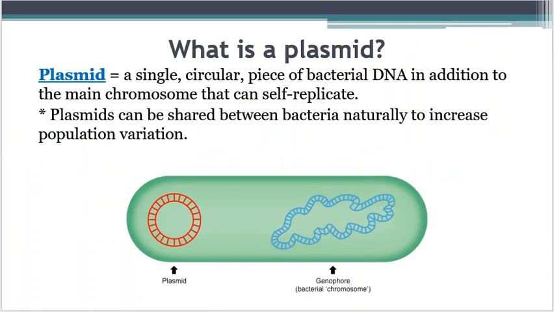Alrighty, plasmid is what we call bacterial DNA. It's a single circular piece, and it's in addition to the main chromosome. The plasmid, which is here, can self-replicate. And those are what we use when we are playing with another organism's DNA for recombinant DNA.